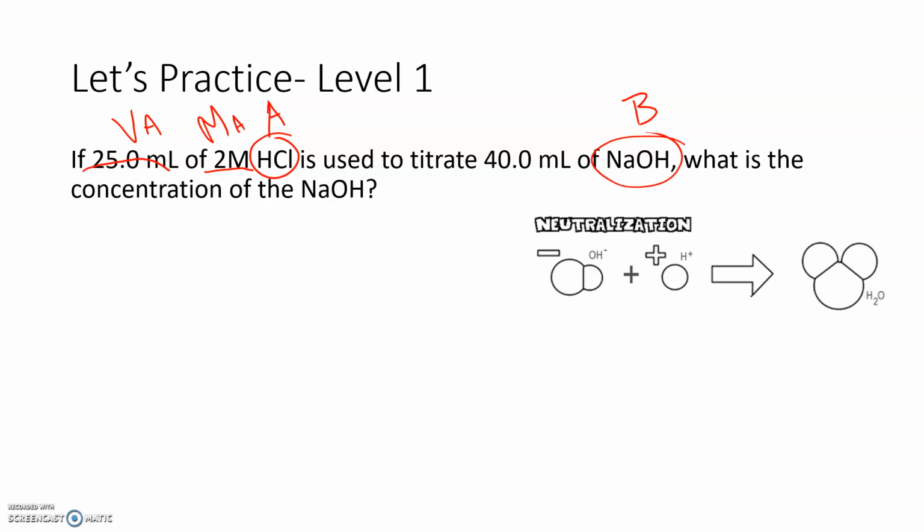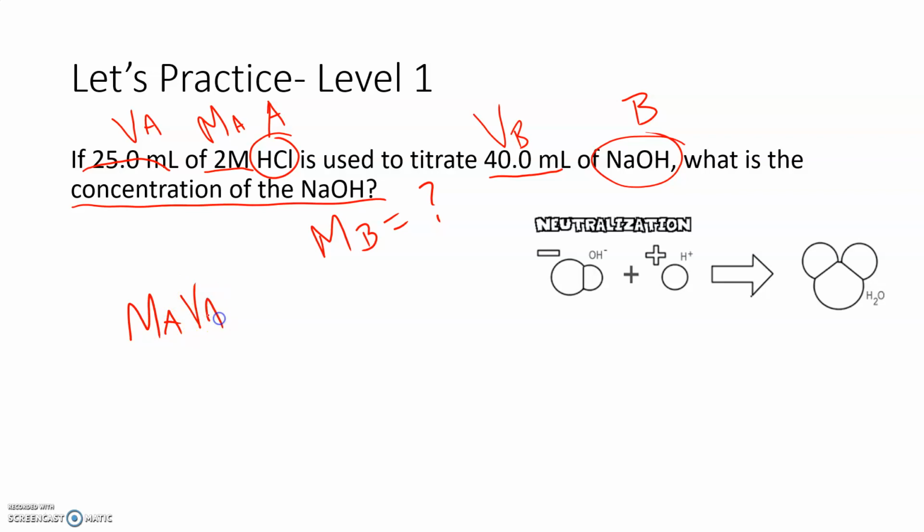If 25 milliliters of 2 molar HCl is used to titrate 40 milliliters of NaOH, which is my base, this is the volume of my base. I want to know what is the concentration of the NaOH. What is the molarity of that base? Okay, so you're going to use the titration formula. And in this case, it's going to be pretty much a straight plug-in. MAVA equals MBVB.